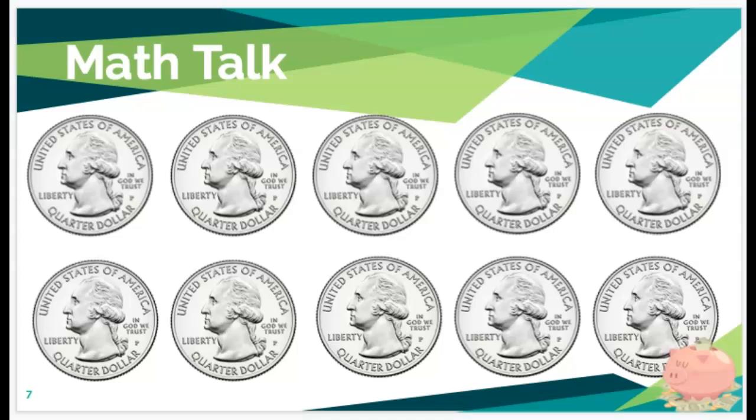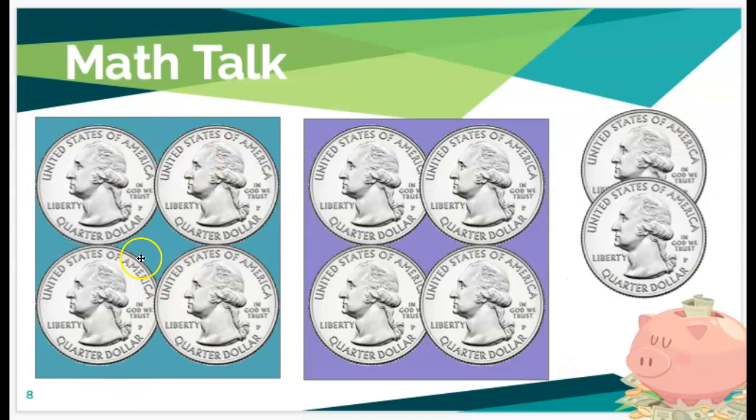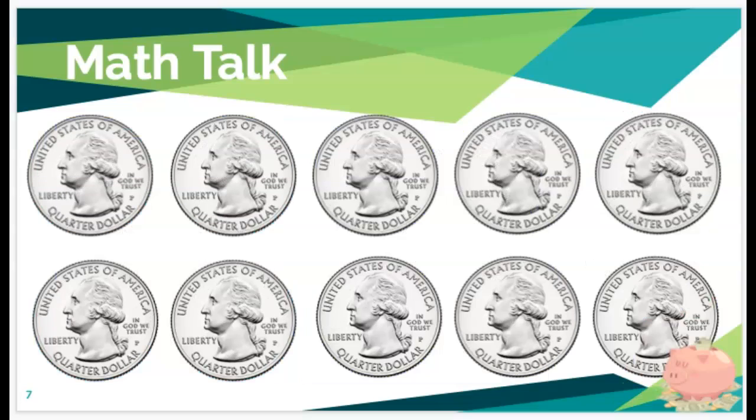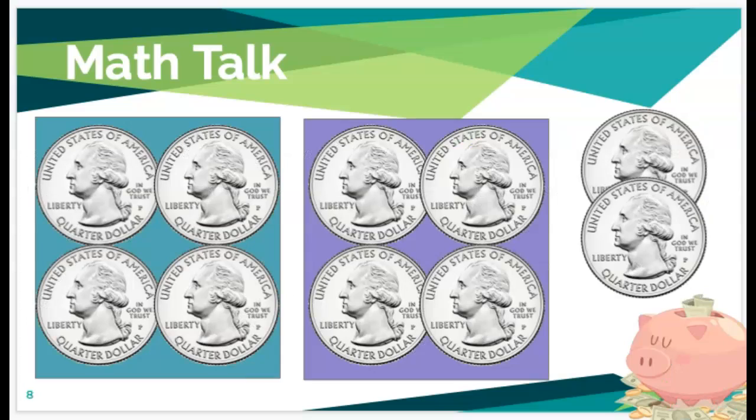So then I went through and I separated the quarters into 2 groups of 4. You can see that on here too. 1, 2, 3, 4. 1, 2, 3, 4. 2 groups of 4. And we know that 4 quarters equal $1, so we have $2. Great job. And then we have 2 quarters left over. So that means we have $2.25, 50 cents, $2.50. Now, if that's the answer that you were thinking that it was, let me see you kiss your brain.